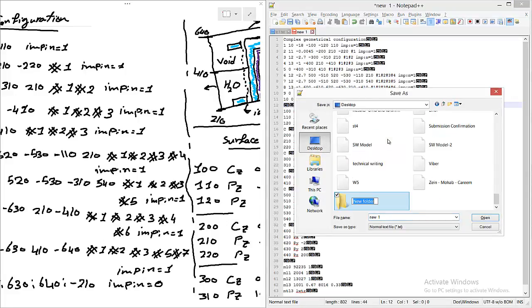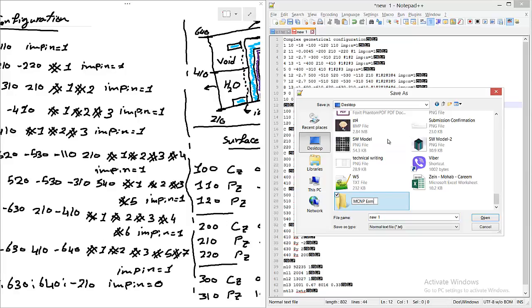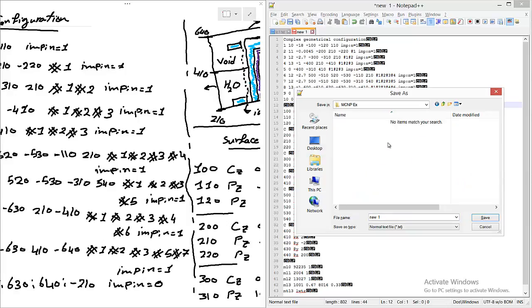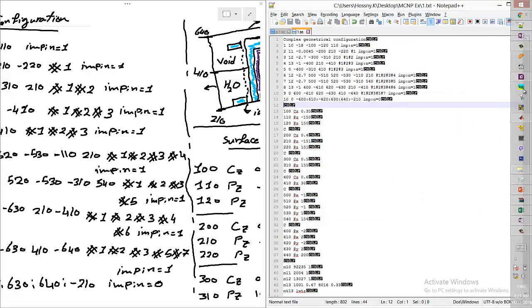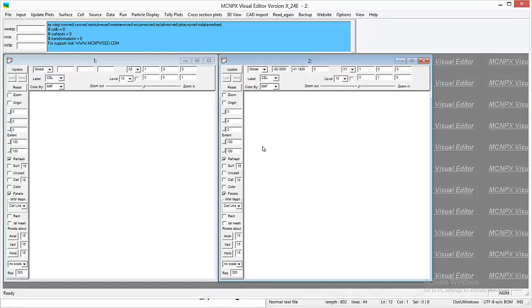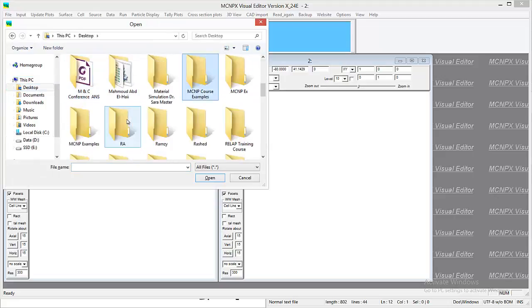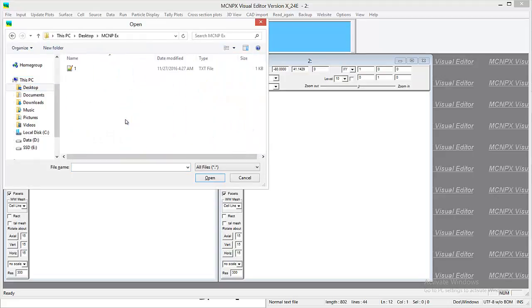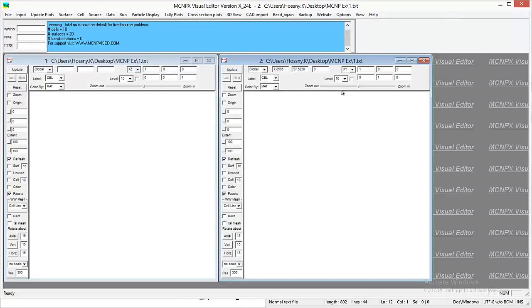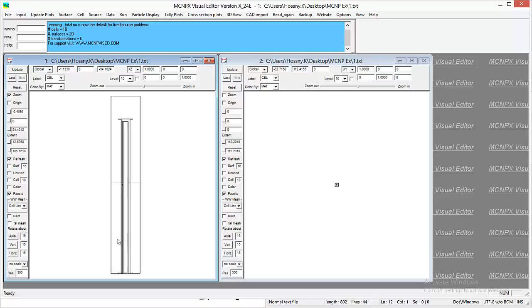Let's name the file MCNP example and call this file 1. Let's open this file in the visual editor to check whether it's correct or not. Here's the MCNP example, and here's file 1. Let's zoom in a little bit on this geometry to check if it's correct or not.